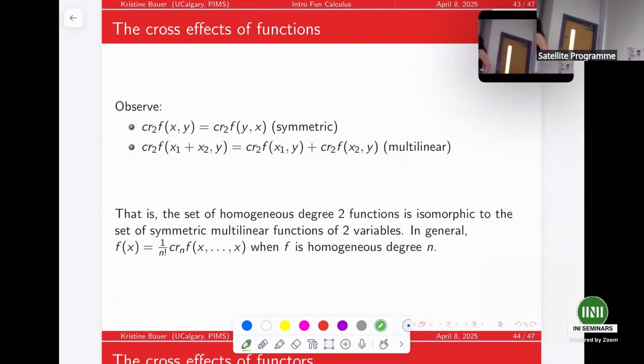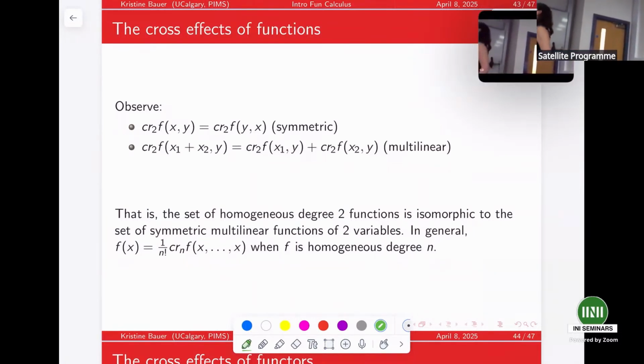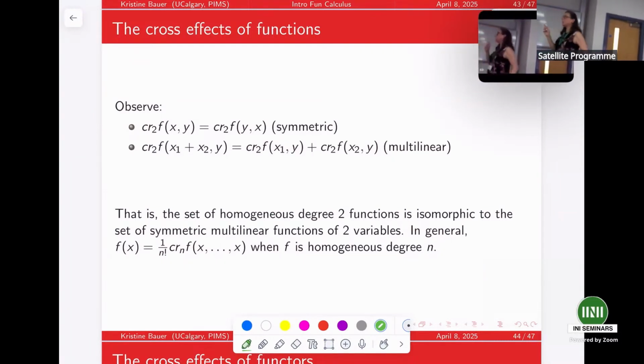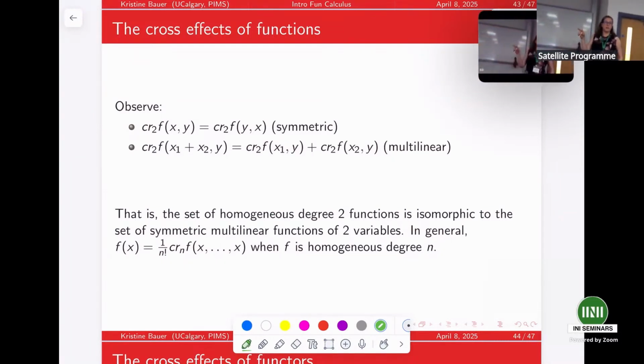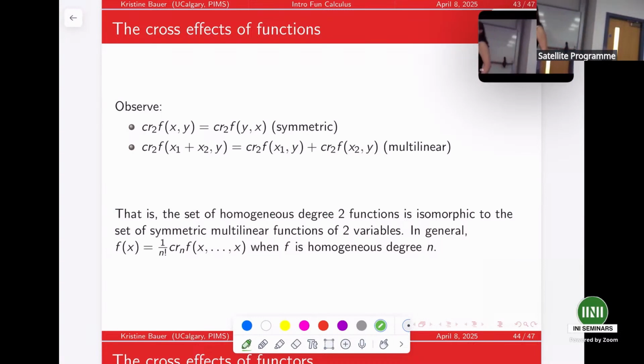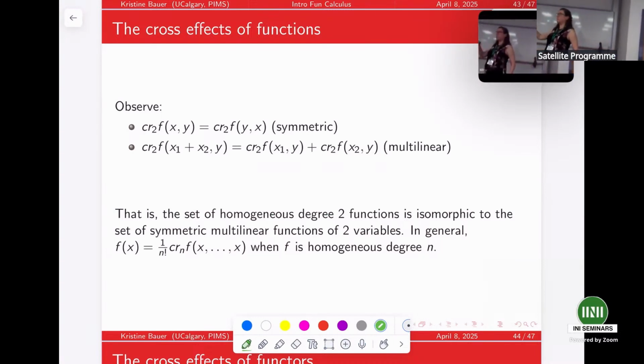We'll notice from my formula that the cross effect is symmetric. The roles of x and y didn't matter. And notice that from my definition, because I just got that cross term 2axy left over, that thing is additive in each of x and y. It's linear in this case because it's also going to have the property that it sends f of 0y to 0 and f of x 0 to 0. So the thing is multilinear, meaning it's linear in each variable. In other words, the set of homogeneous degree 2 functions is isomorphic to the set of symmetric multilinear functions of 2 variables. And that's going to be true in general.